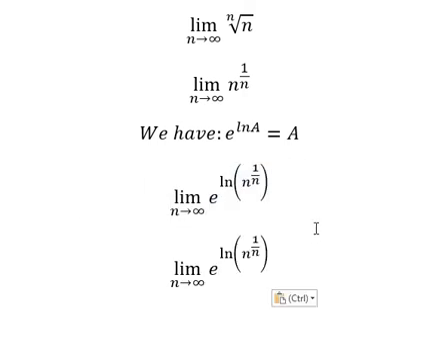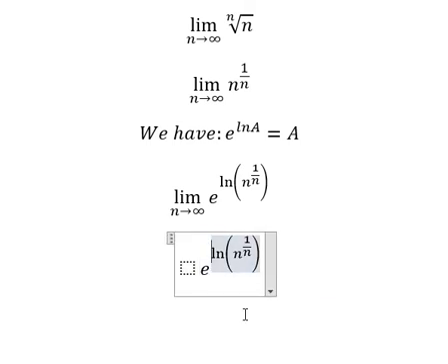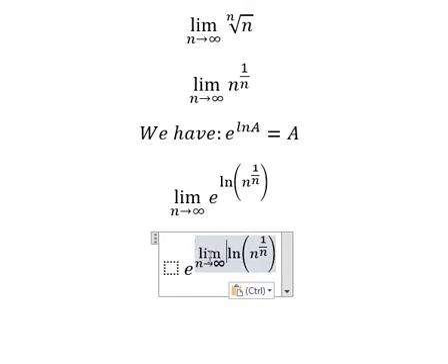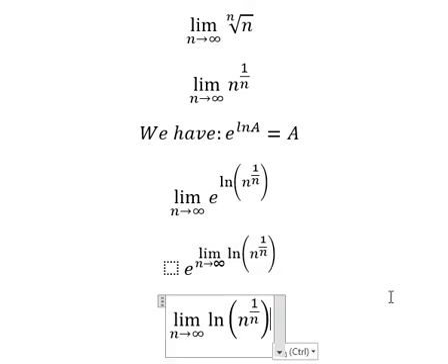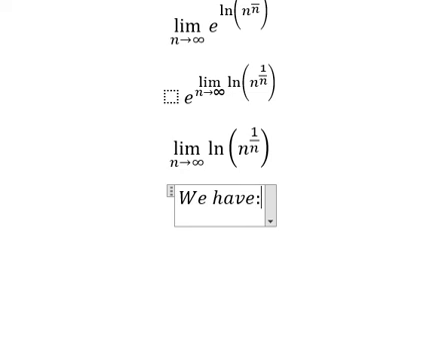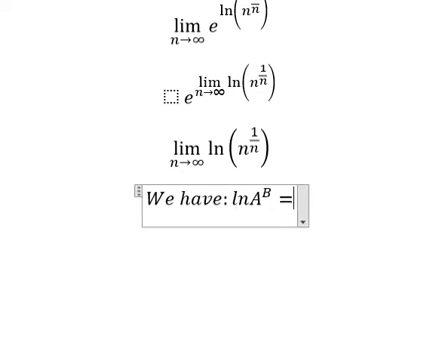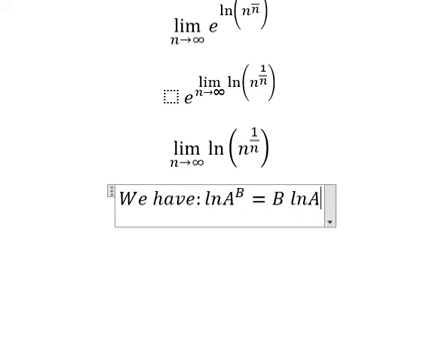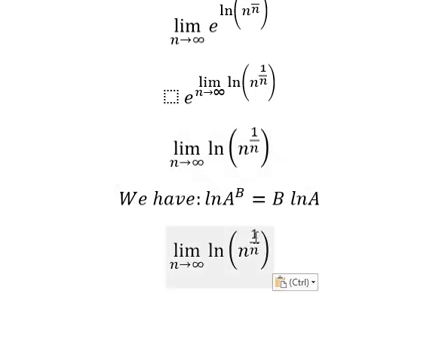Next, I will put the limit go in here. Now we just concentrate about this one. So we have the second formula, ln 8 to the power of b equals to b ln 8. So I will put 1 over n go outside.